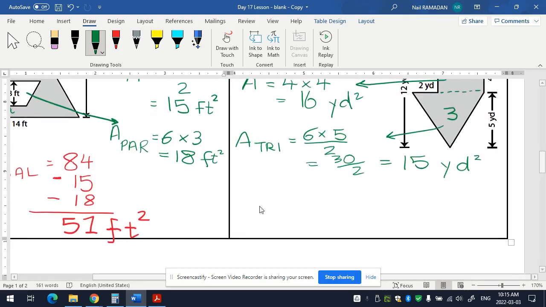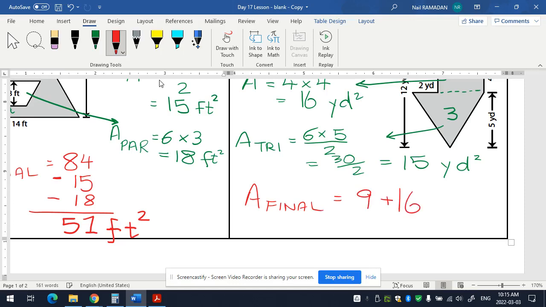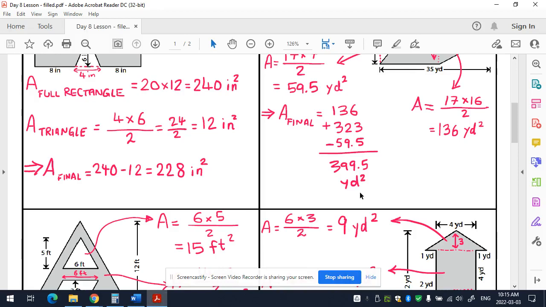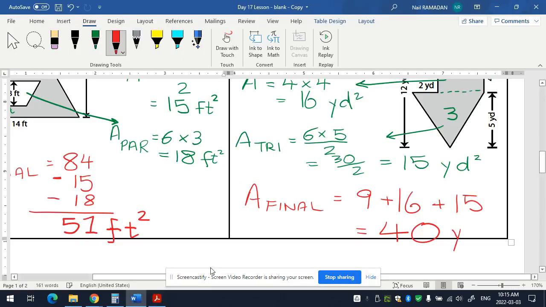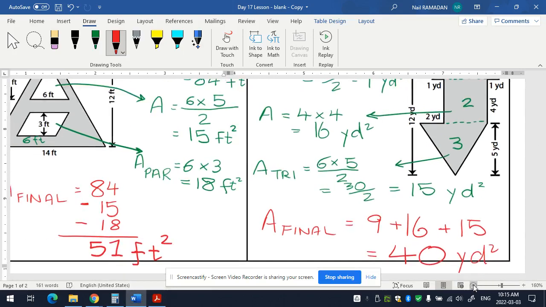So, a final, and I'm going to add on the same line. The first one was 9. The second one was 16. The third one was 15. How much is that? 15 plus 9 is 24. Plus 16 is an exact what? Let me check. Yep, 40. I'm just checking my answer. 40 yards squared. You got it.